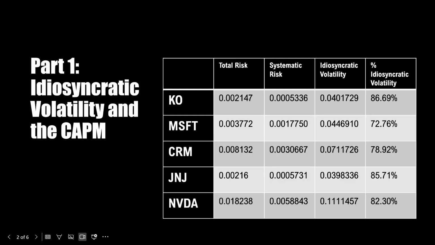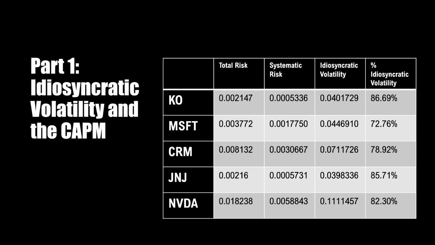This is part one of our project and is over idiosyncratic volatility in the CAPM. This slide basically shows and quantifies how much total risk each stock is taking on. The first column is total risk. This basically just describes the variance of returns for each stock. Systematic risk explains the variance by exposure to the market via the beta.